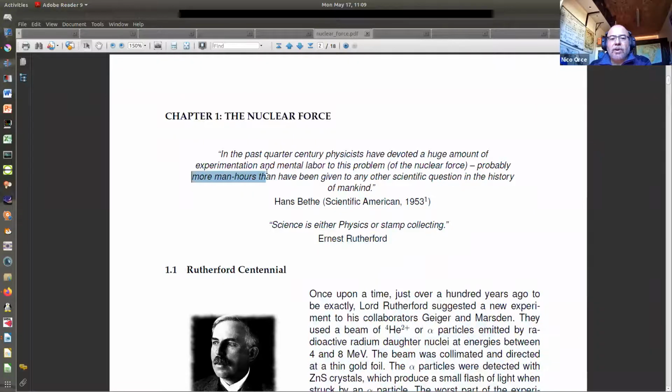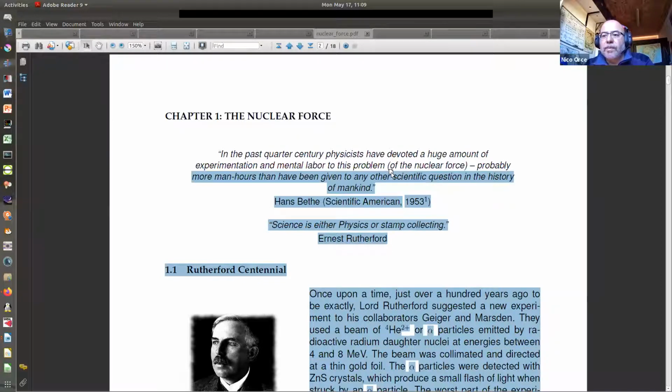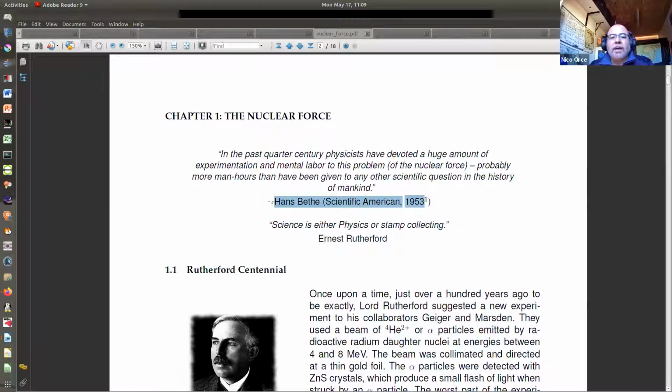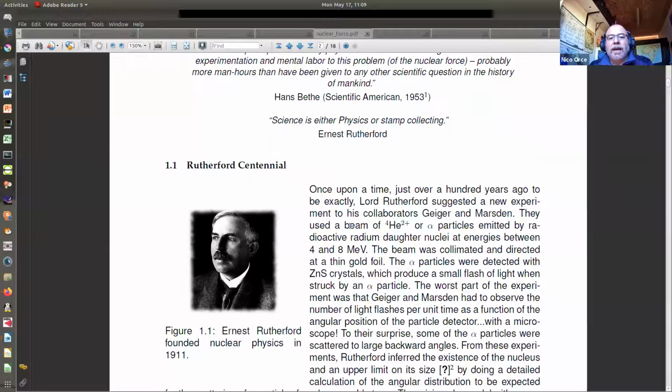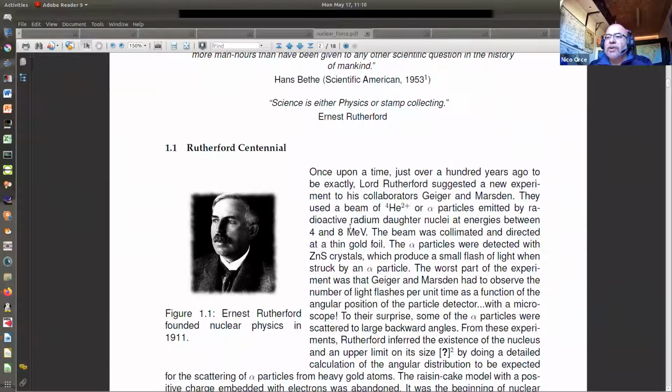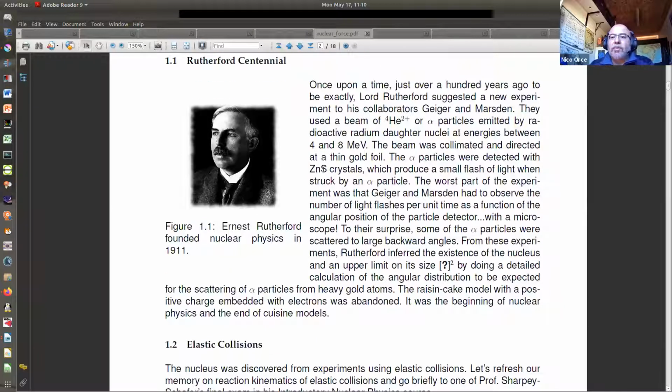As I mentioned in one of the colloquiums, more man-hours have been given to the problem of the nuclear force than to any other scientific question in the history of mankind. This was said by Hans Bethe in Scientific American. Hans Bethe is a Nobel laureate, and we know the situation is very complicated. Not even the experts know the nuclear physics, so it's hard for you guys to understand what we have learned so far.